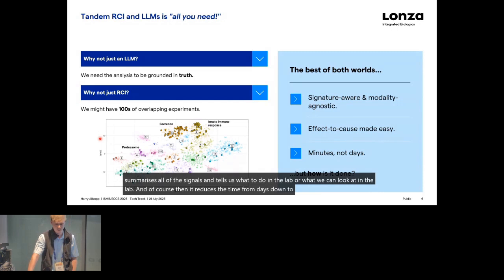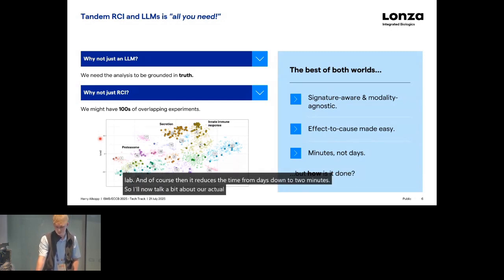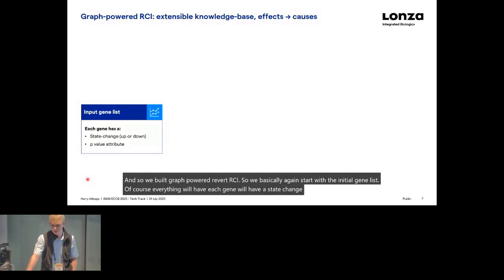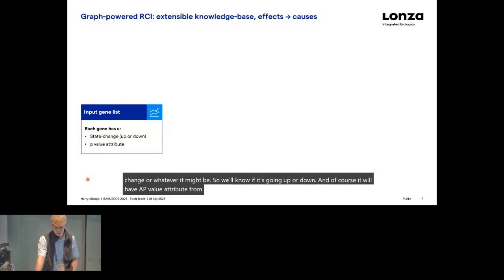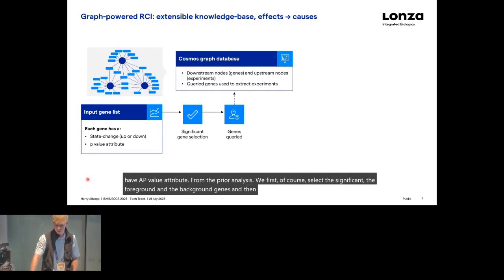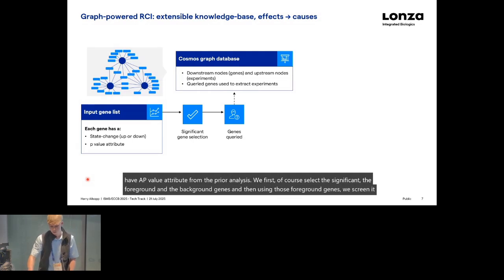I'll now talk a bit about our actual implementation of this pipeline. We built graph-powered RCI. So again, we start with the initial gene list. Each gene will have a state change based on its log2 fold change or whatever it might be, so we'll know if it's going up or down. And of course, it will have a p-value attribute from the prior analysis. We first select the foreground and the background genes. And then using those foreground genes, we screen against our graph database.